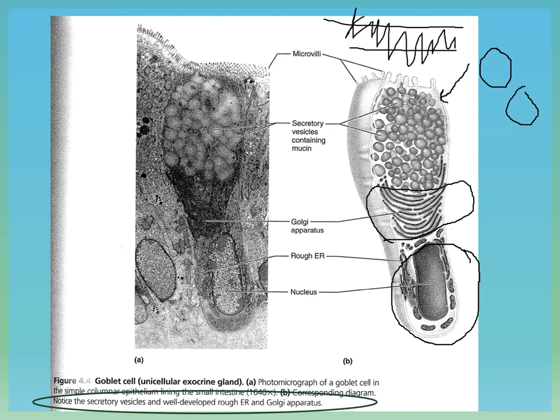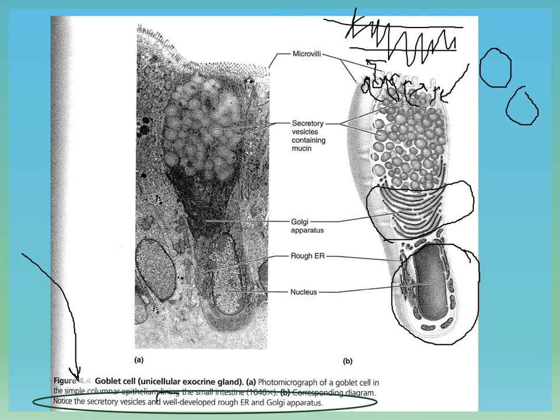As soon as this starts filling up with smoke or toxins, these vesicles will just move to the top. Guess which process the vesicles release the mucus from? Hopefully you guessed it, exocytosis. Merges with the membrane, and this mucus spills out into the airway. Now, a key annotation at the bottom there, which I've circled, says, notice the secretory vesicles and well-developed rough endoplasmic reticulum and Golgi apparatus.